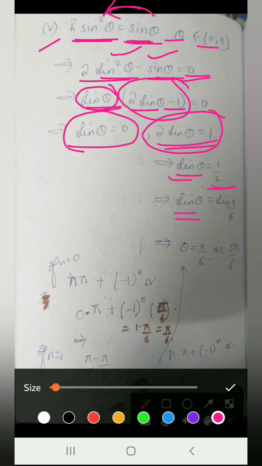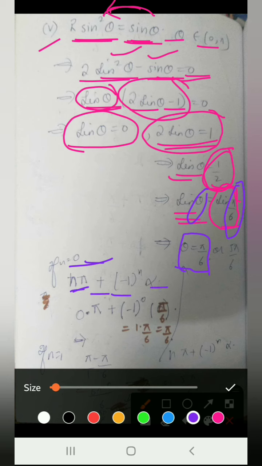So instead of 1 by 2, we write down sine pi by 6, because we know that sine 180 by 6 is sine 30 and sine 30 is 1 by 2. So instead of 1 by 2, write down sine pi by 6. Now compare sine on both sides. We get theta is equals to pi by 6. So either theta is equals to pi by 6, or if n is equals to 0, then what is the general solution for sine? n pi plus minus 1 power n into alpha. Substitute n is 0, 0 into pi plus minus 1 power n into alpha. Alpha is pi by 6. So 1 into pi by 6 is pi by 6. So one possible angle is pi by 6.